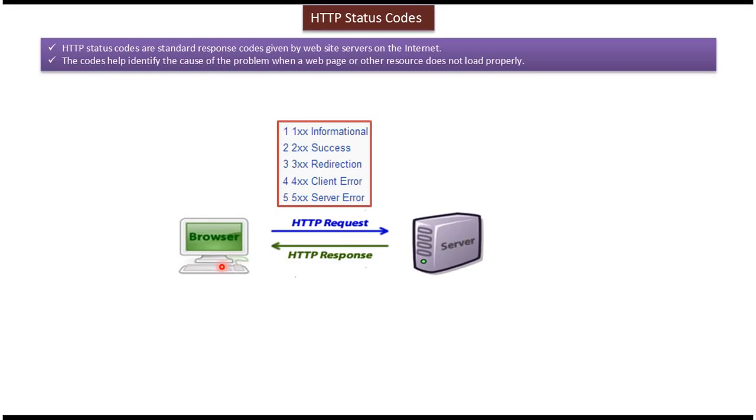Okay, and suppose the client is requesting some page from the server. That page has moved to some other location. Then the server will send a 300 series redirection HTTP status code back to the client.